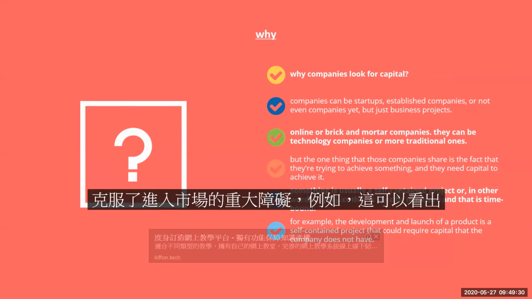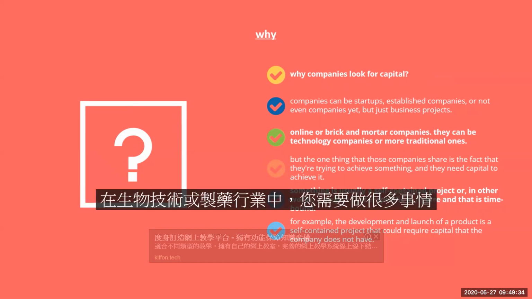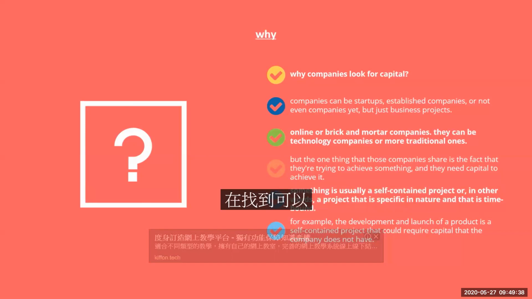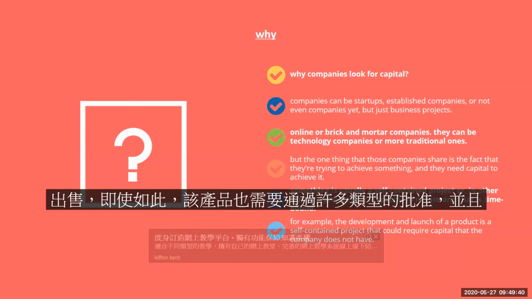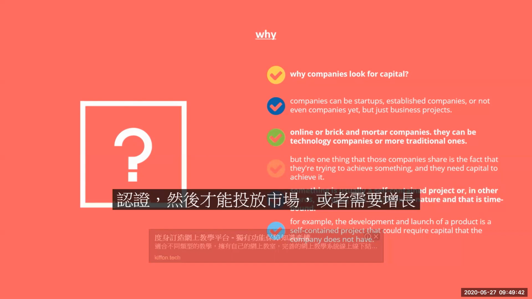Or to overcome a significant barrier to entry in a market. This can, for example, be seen in the biotech or pharmaceutical industries, where you need to do a lot of research before you get to a product that can be sold. And even then, that product needs to go through many types of approvals and certifications before it can be put on the market.